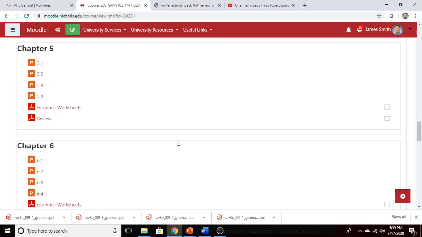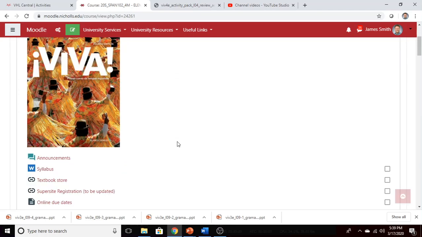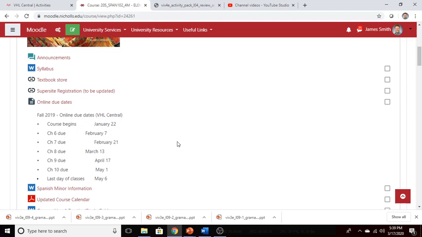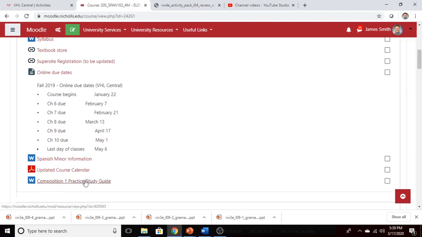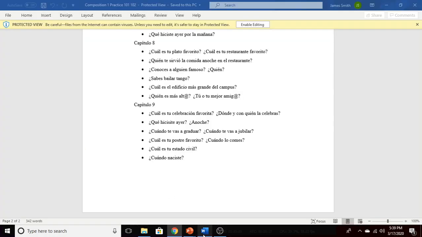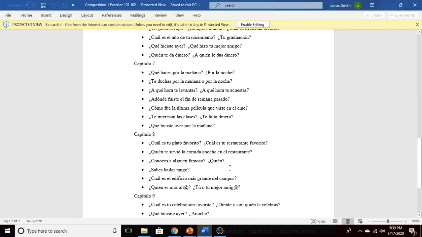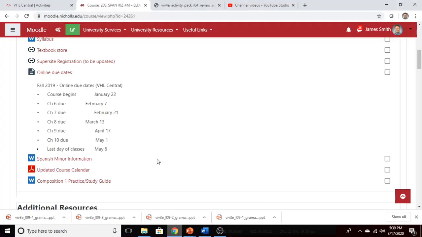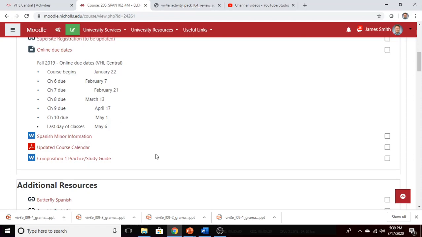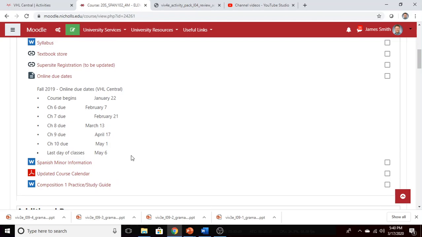We'll start with Moodle, just to remind you there's lots of useful information on Moodle, including a practice for the first composition, which will be due on Friday. There will be a submission link on here that says composition 1. The most important thing is to make sure it's all your own language. Please don't use an online translator for anything.